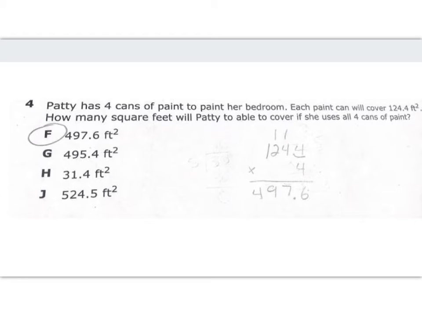Again, we line up our numbers. Don't worry about the decimal places. So it is 1,244 times 4, which I got 4,976. We had to move the decimal place 1 place to make that a whole number. So I need to move it back in 1 place. The answer was F, 497 and 6/10 feet squared.